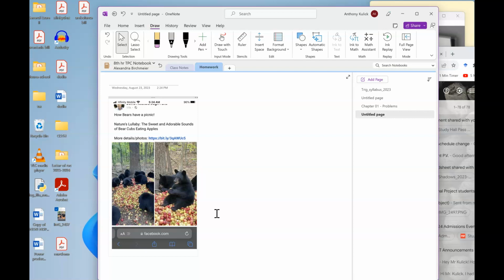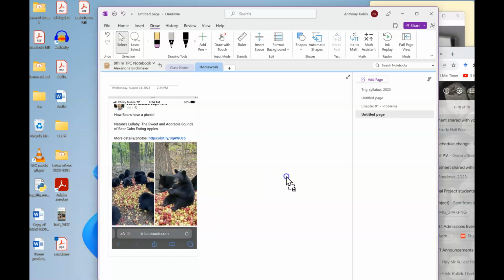And here's some bears eating apples in the forest that I thought was a funny picture that I saw on Facebook that I screenshotted. And you just drag the icon in. That's why I save them to the desktop, so that it's easy for me to find this. Don't save it to your downloads, save it to your desktop.